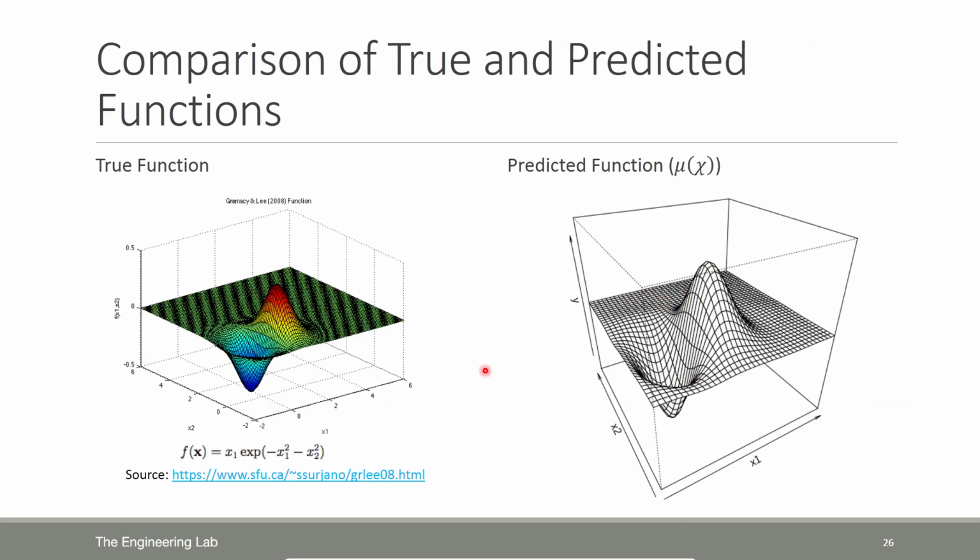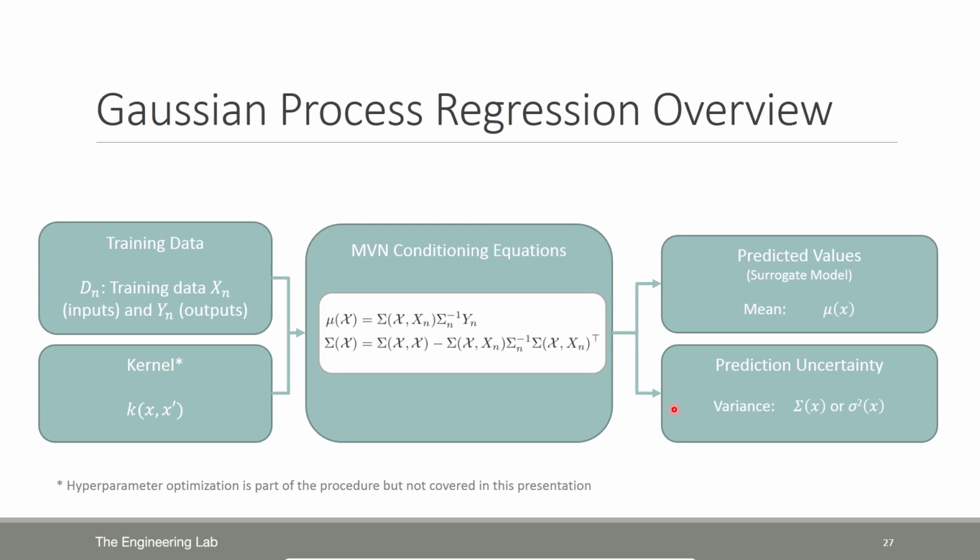Now, here's a prediction of the true and the predicted function, if you will. You can see that, again, we have the minimum predicted, but we also have the maximum predicted, and we have the minimum also predicted here. So there you have it. That's how you, in a very general sense, use Gaussian process regression to produce your surrogate model.